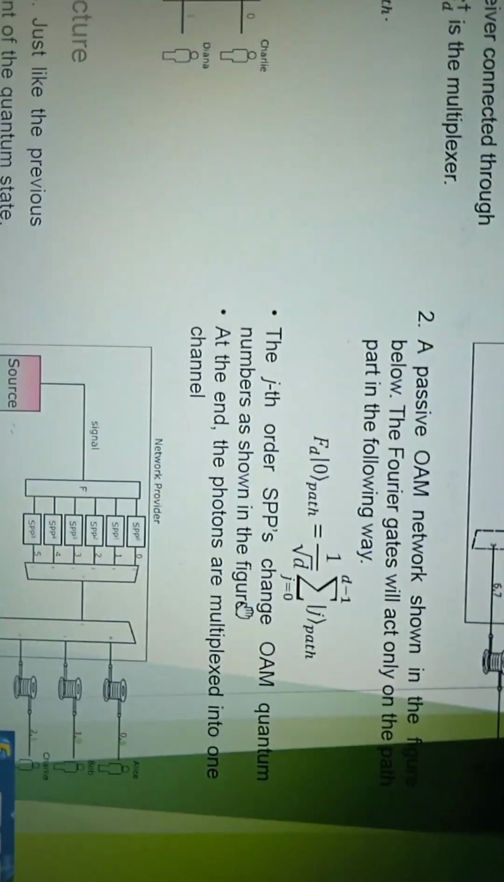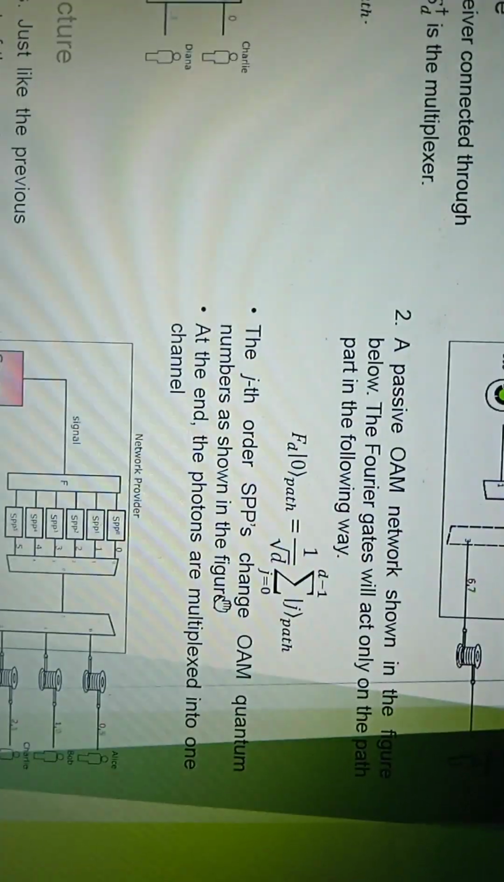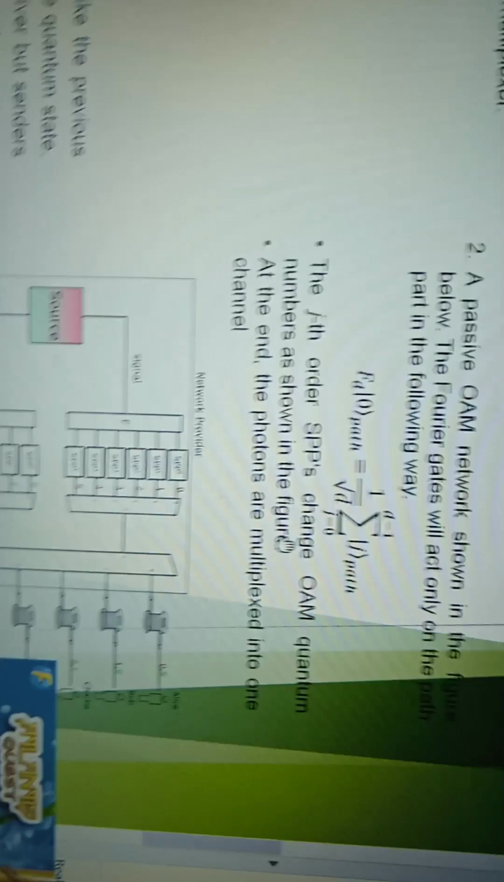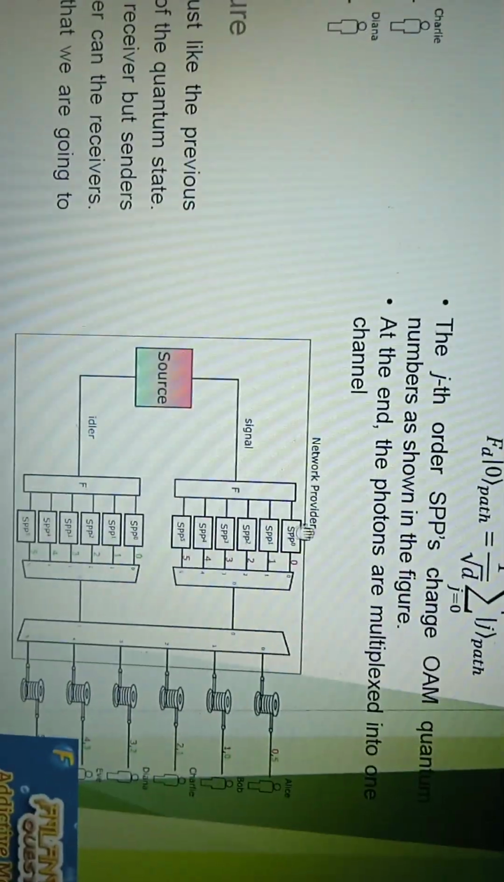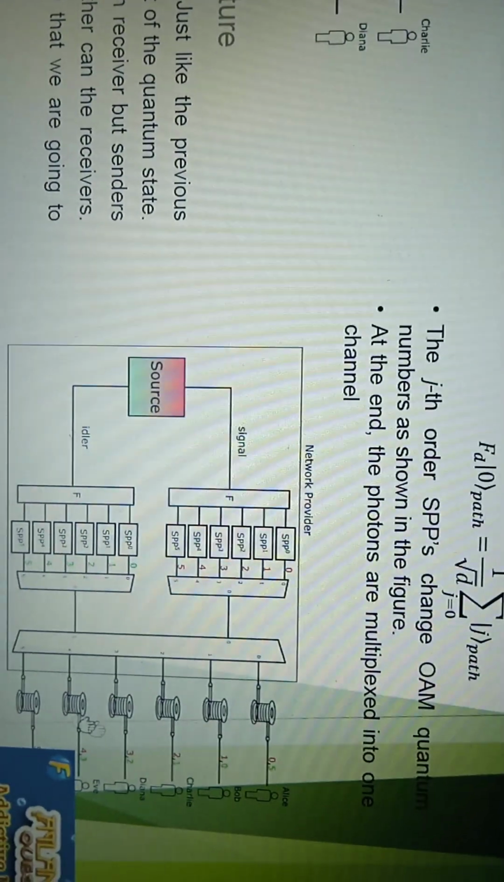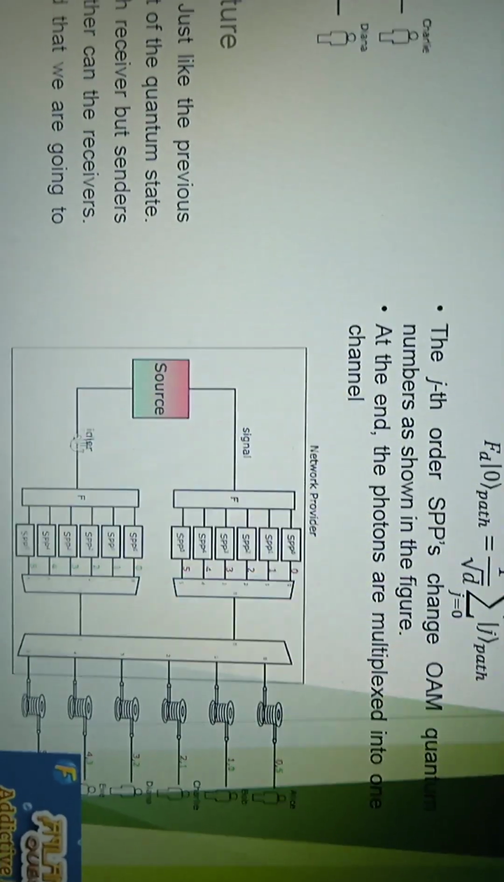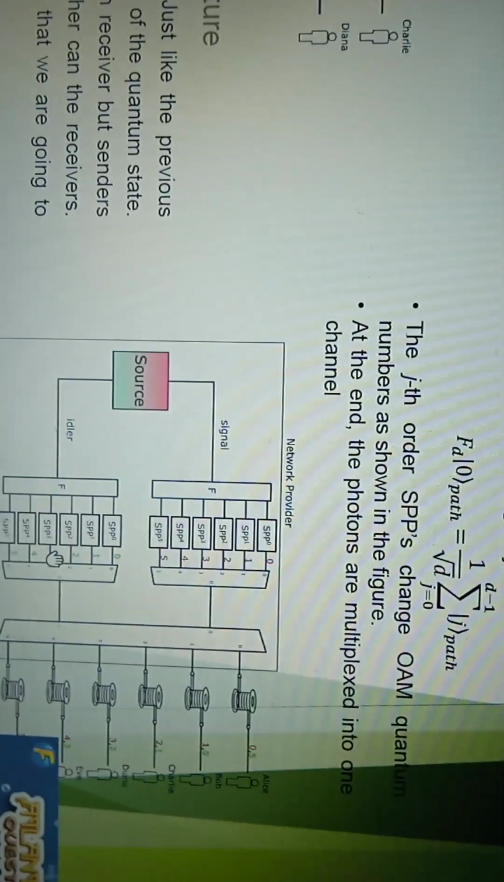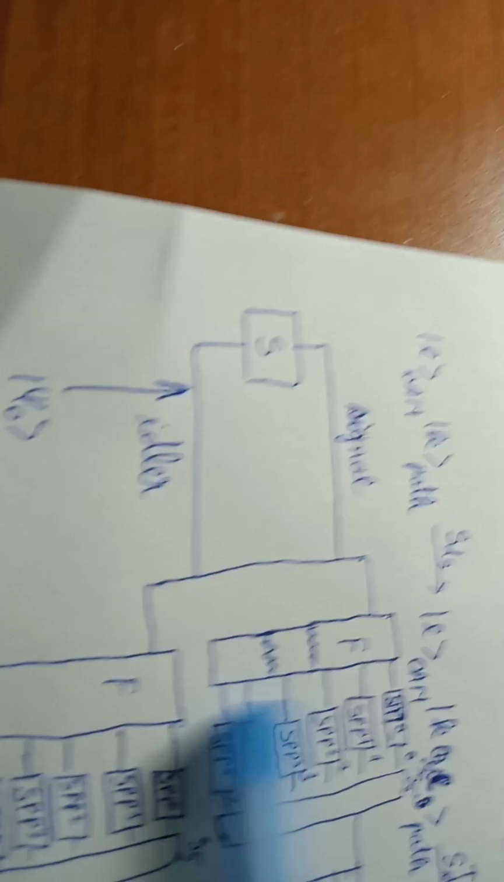Now the second one is a little bit more interesting. It's a passive OIM network, and it has this figure. It has this protocol, this scheme, and this is an interesting one.